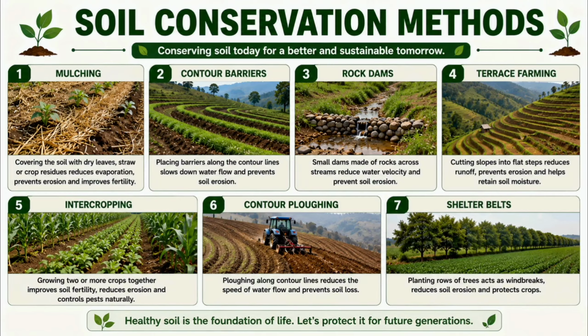Terrace farming: cutting slopes into flat steps reduces runoff, prevents erosion and helps retain soil moisture. Intercropping: growing two or more crops together improves soil fertility, reduces erosion and controls pests naturally. Contour ploughing: ploughing along contour lines reduces the speed of water flow and prevents soil erosion. Shelter belts: planting rows of trees acts as windbreaks, reduces soil erosion and protects crops.